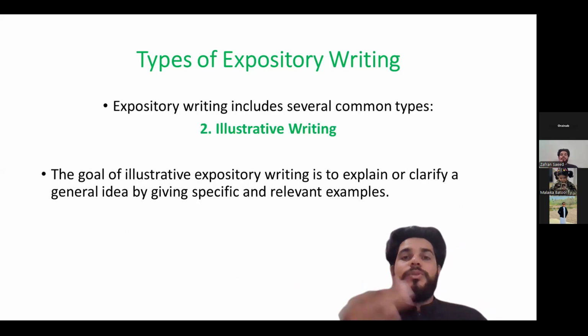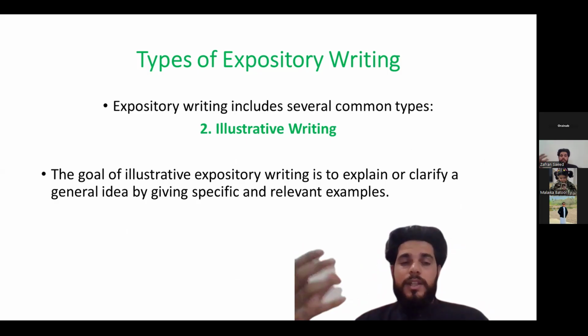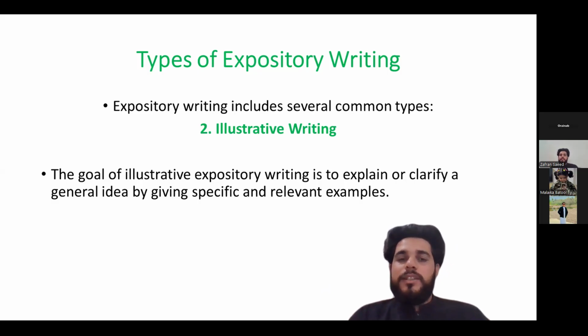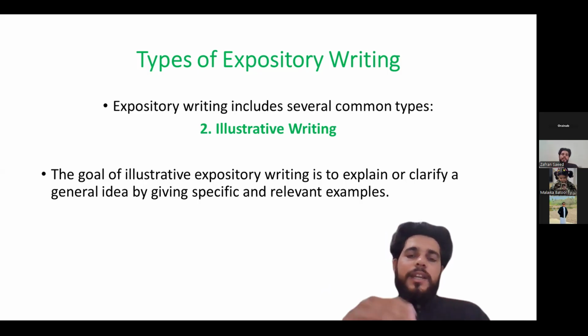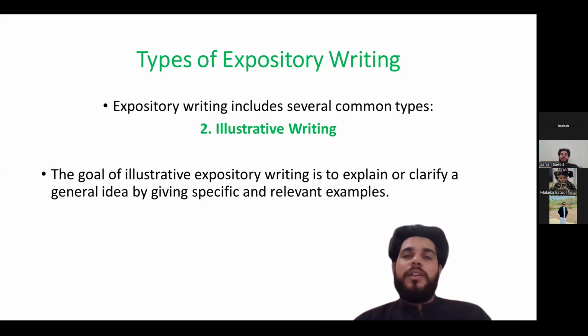Now another one is illustrative writing. Illustration means exemplification, when we explain something along with certain examples. So the goal of illustrative expository writing is to explain or clarify a general idea by giving specific and relevant examples. It totally focuses on the examples and on specific information. It aims to clarify the general idea, and to explain in a detailed way what a general idea means.